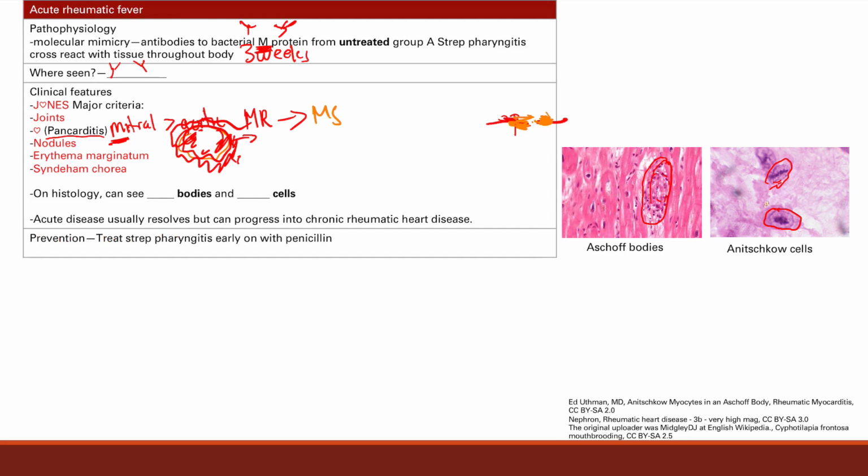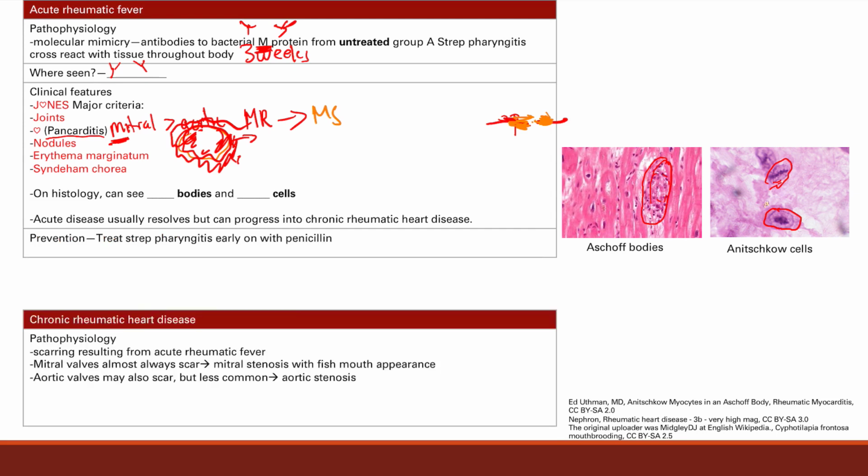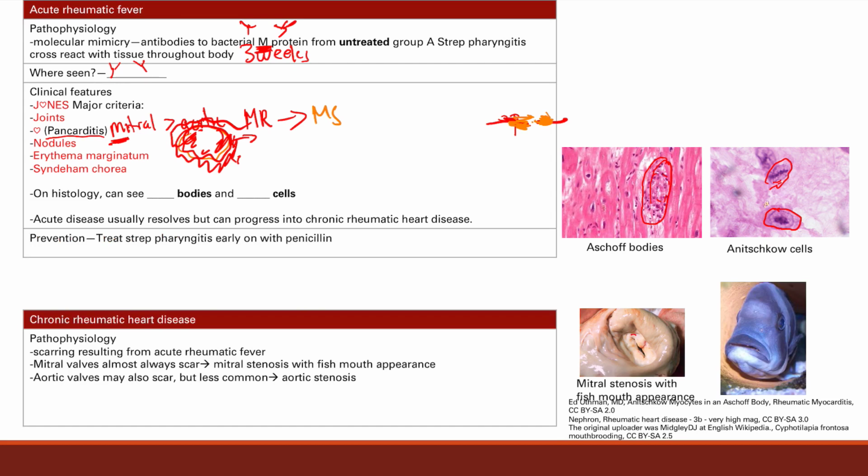All right, so let's talk about chronic rheumatic heart disease now. This is scarring from the acute rheumatic fever, which we just talked about. Your mitral valves almost always scar, as you can see here, and you get that fish mouth appearance. It looks like a fish mouth. Actually, let me erase that so you can see it more clearly. Fish mouth appearance with mitral stenosis.